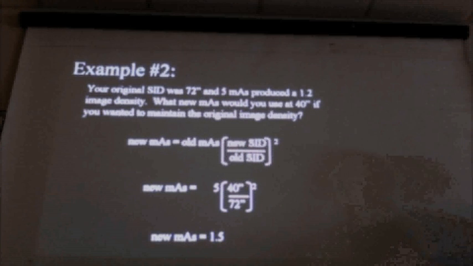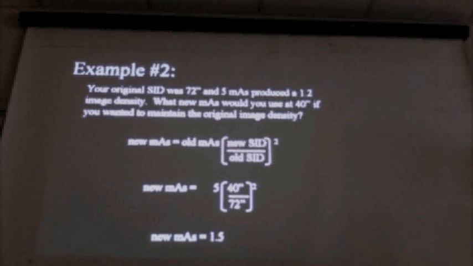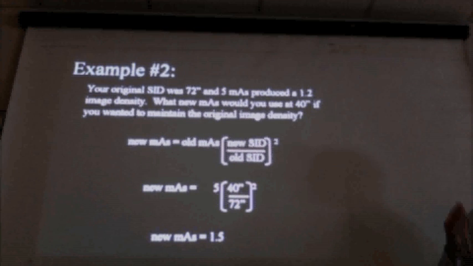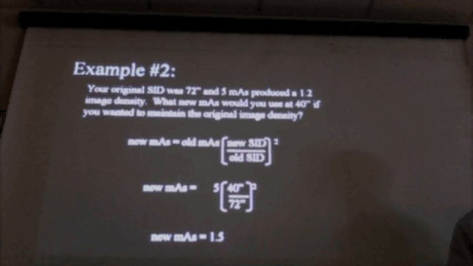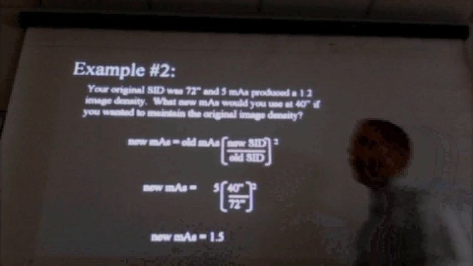Okay, so what if I started out with this technique? What if I started out at 80 inches and 100 mass? And my new distance is going to be 40 inches. What's my new mass? 25. It's 25. So if you cut your distance in half, what do you do to your mass? Divide it by 4. Okay? If you double your distance, multiply it by 4. If you cut it in half, divide it by 4. So you guys can go back and use the inverse square law to prove that.